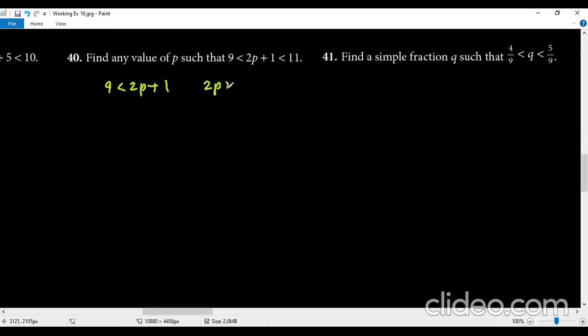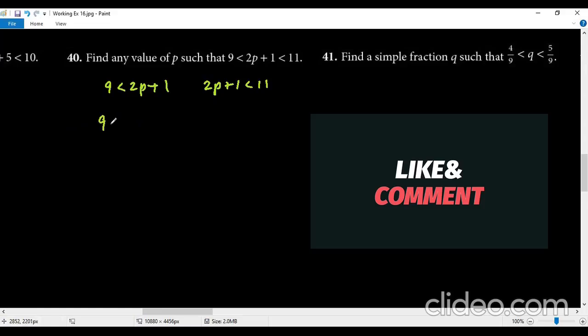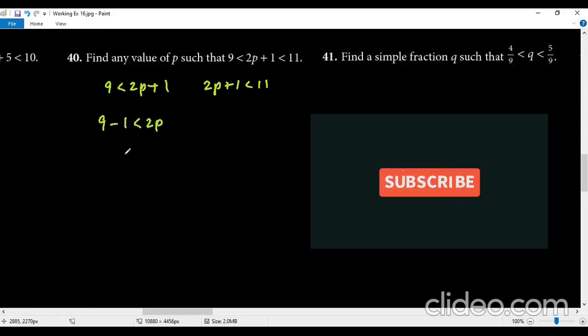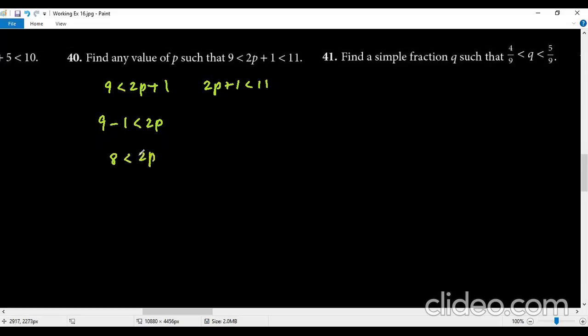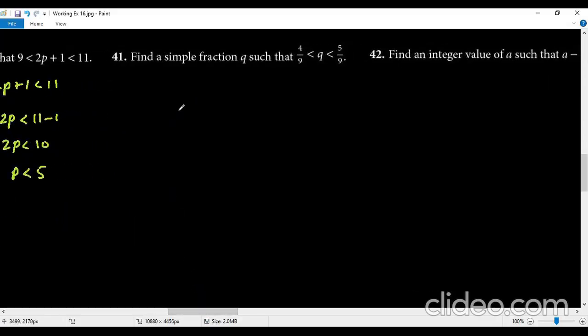We are going to be solving 9 is less than 2p plus 1, and 2p plus 1 is less than 11. So 9 minus 1 is less than 2p, or we can say 8 is less than 2p. That means 4 is less than p. And in the second one, 2p is less than 11 minus 1, which is 10. So 2p is less than 10. That means p is less than 5. So once I'm writing this, I will write 4 is less than p, and p is less than 5. This is going to be my final answer.